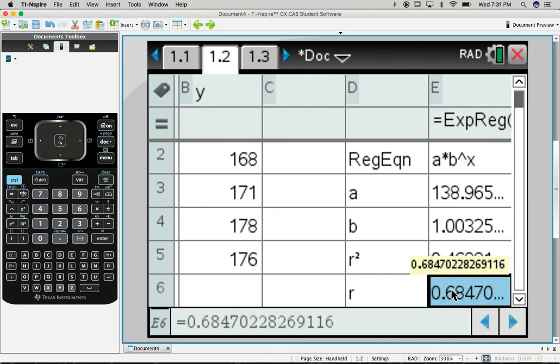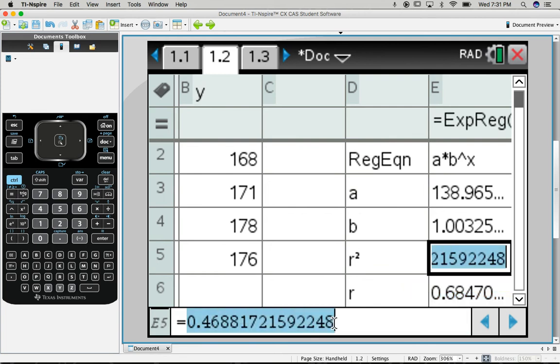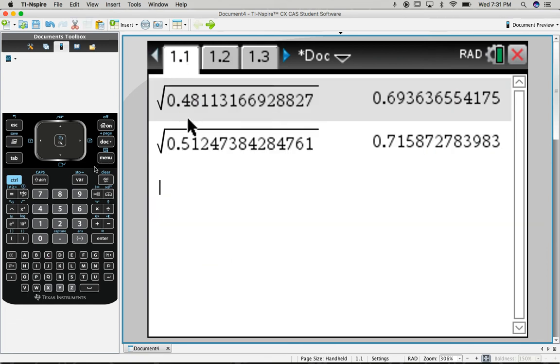It already has this for us. On some of these, it will have it already there for you. If it doesn't, we're going to do like we did on the other two. We would just copy that down, write it down however you want to do it, and take the square root of that value to see the strength of that exponential regression in this case.